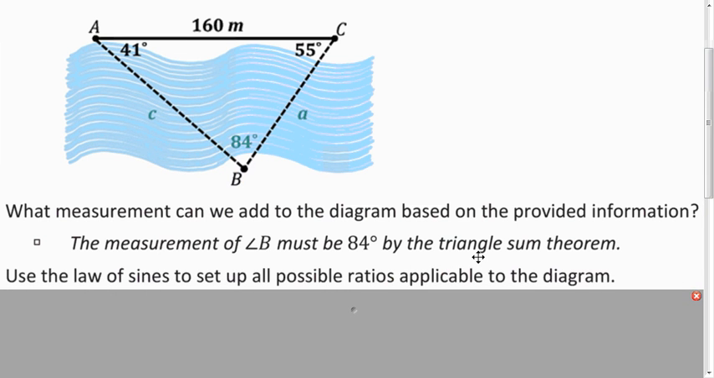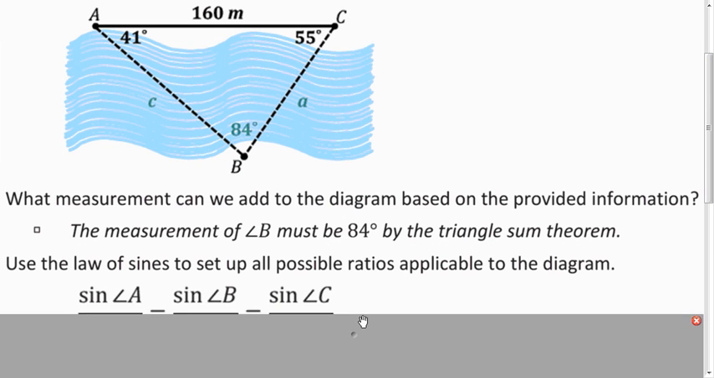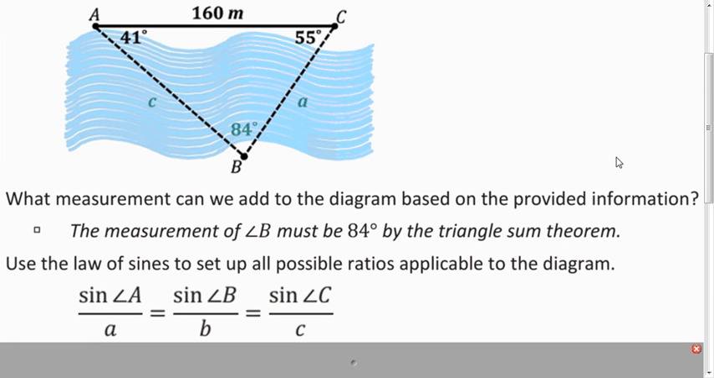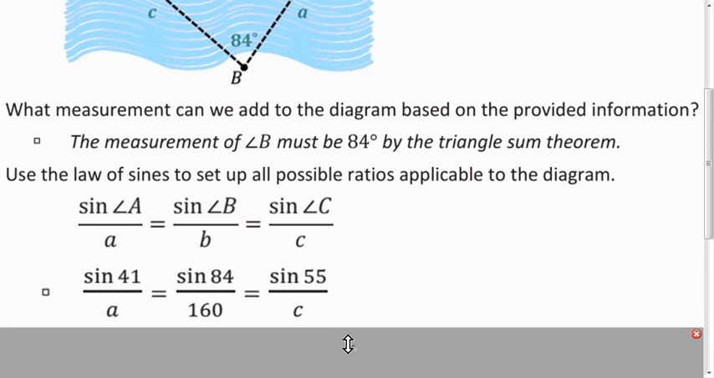And use the law of sines to set up all the possible ratios here. So here is the law of sines. I'd like you to try to substitute as much as you can into this formula. Try that on your own. I'll show you my answer. So hopefully you have something like this. When it's clear in the context that we're talking about degrees, we don't really have to write the degree symbols there, but they're implied.